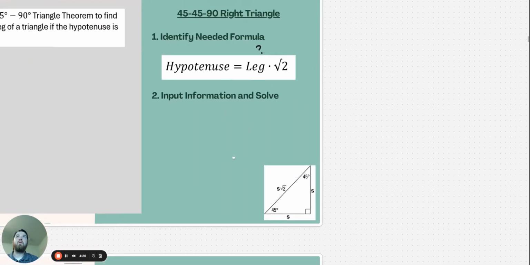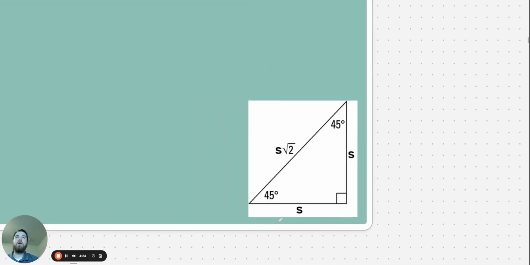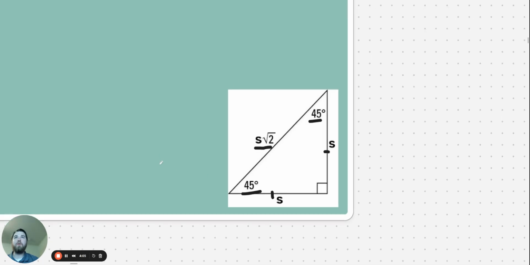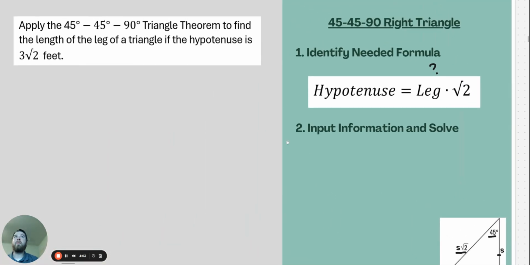So the first one that we're going to be looking at here is a 45, 45, 90. And it kind of looks like this picture right here. So we've got two angles that are 45 degrees, and one angle that's 90 degrees. Well, that means that these two sides here, we call those the legs of that right triangle, are going to be congruent. The hypotenuse is just going to be one of those legs times the square root of 2.